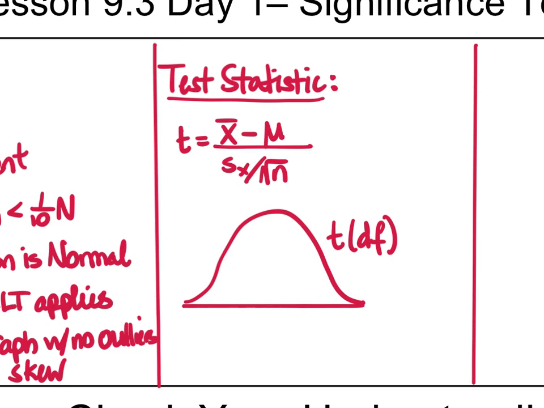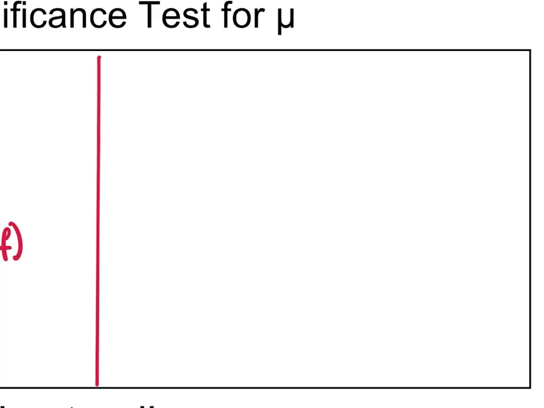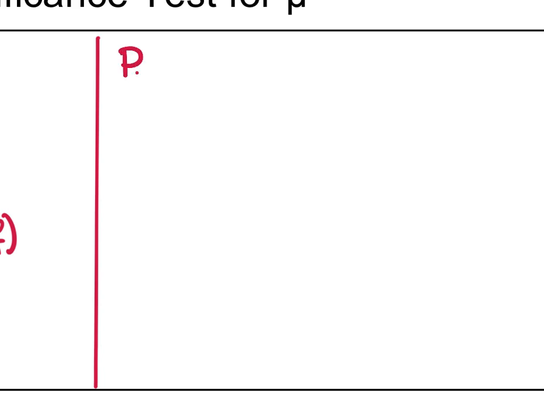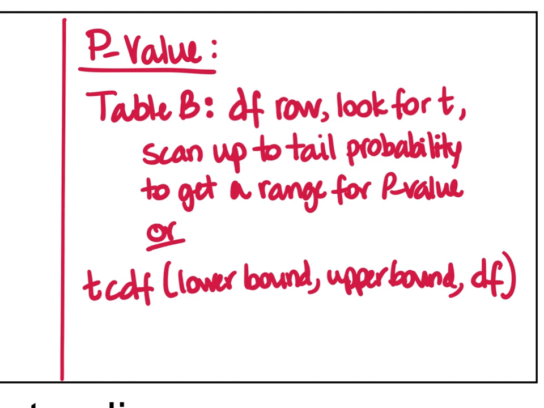All right, last of all, let's talk about finding the p-value. And the p-value, we can either use table B with the degrees of freedom and the tail probability, or we can use TCDF. If you need practice, please practice both of these methods so that you can easily and quickly find the p-value, which will allow you to make a conclusion about the hypothesis test.